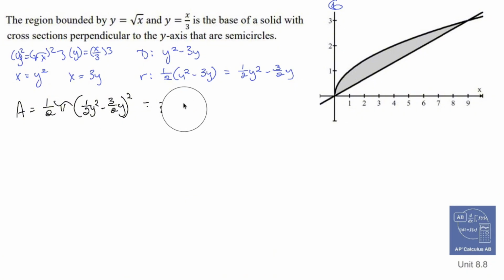I mean, what I'll do is I'll just wave my hands, and I'll say that the whole thing is going to be pi over 8 times y to the 4th minus 6y cubed plus 9y squared. Because time is money. Now let's integrate that.